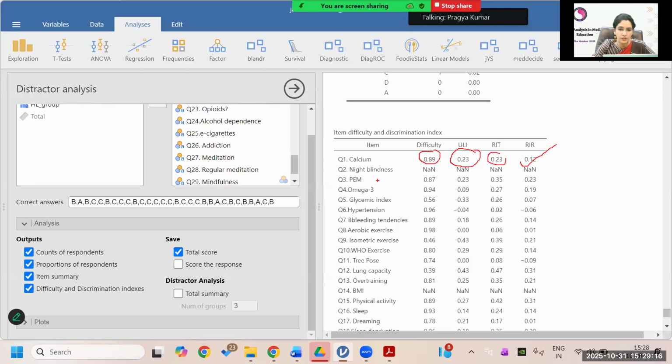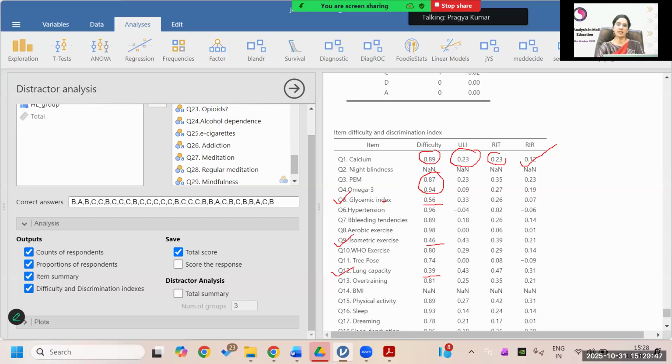Now coming to this question, this is again an easy question. So if you see difficulty, these 2 questions are very easy. But question number 5 is moderate difficulty. This is okay, 0.56. Again, question number 9 is moderate difficulty, 0.46. If you see question number 12, lung capacity, it is again okay, 0.39. So these three questions, the difficulty index is within limits.